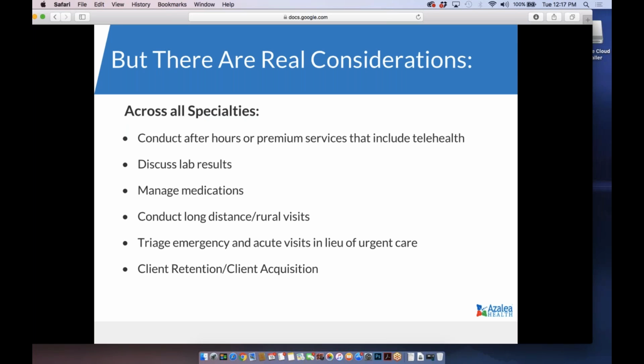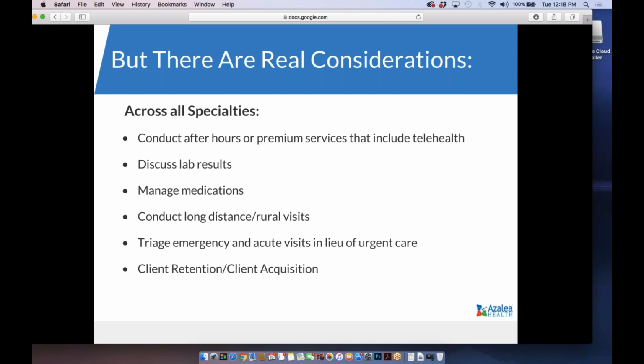So to the extent that you are looking at bringing telehealth into your practice, I wanted to cover some very specific examples of where telehealth is actually working, which is a real thrust of today's webinar. In a generic sense, if we're looking across all specialties, these are the obvious areas where you can start to deploy telehealth within your practice. First and foremost is conducting after hours premium services that include telehealth. So after your normal business hours or weekends, you can make that service available to your patients.